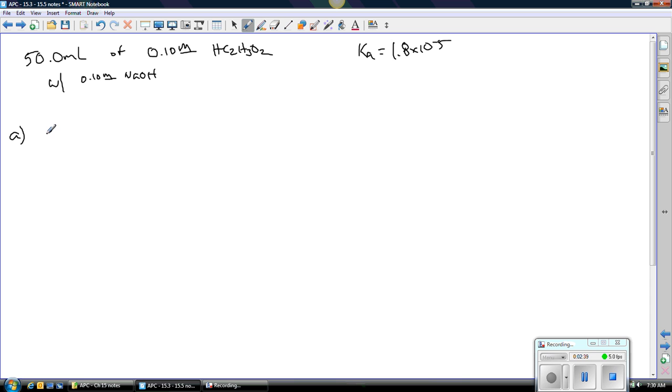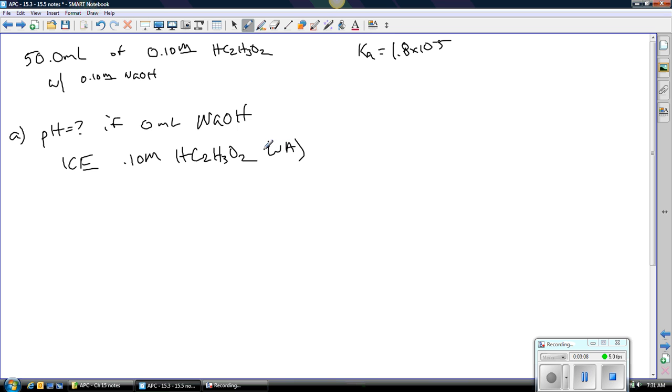The very first one you tend to see is, well, what's the pH if 0 milliliters of NaOH? Okay. Well, the pH if 0 milliliters of NaOH is simply an ice calculation. Right? We have 0.1 molar HC2H3O2, which is a weak acid. So therefore, we're going to do an ice calculation to find out what the resulting pH is. So in that case, that's all we do for part A. And they give the answer there in the book of pH of 2.87.